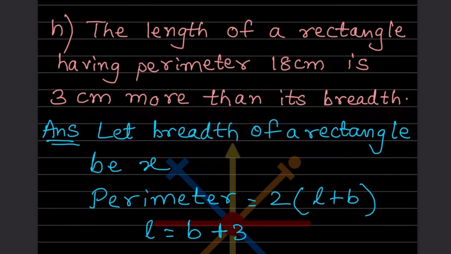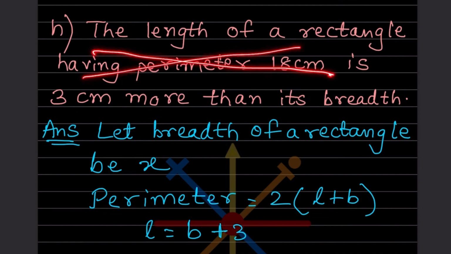So here we don't know directly the breadth. So what are we going to write here? Let breadth of a rectangle be X over here. Okay. Now they said the length of a rectangle having perimeter. So what are we going to do? This thing we are not going to consider first. The length of a rectangle, just don't look at that cross part, is 3 centimeter more. Means the length is 3 centimeter more.